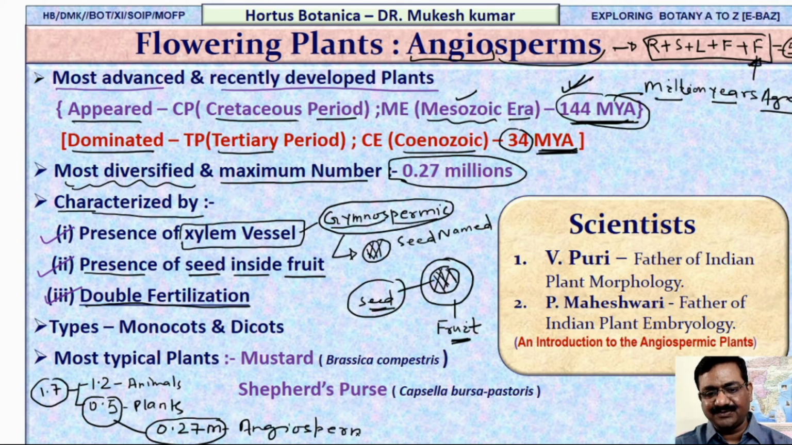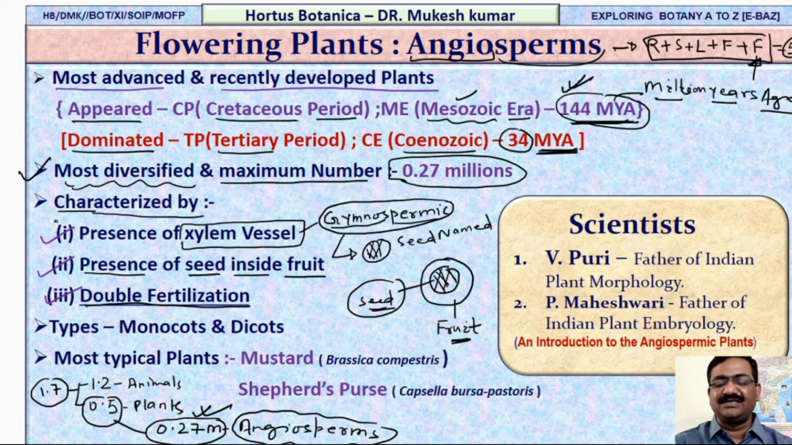So what will you say? You will have to say that the maximum number among the whole plant kingdom is only angiosperm. And after angiosperm we have fungi. By the way, we will study that in ecology. So remember, the most diversified plant is angiosperm, having the maximum number, and that maximum number is 0.27 million, right?